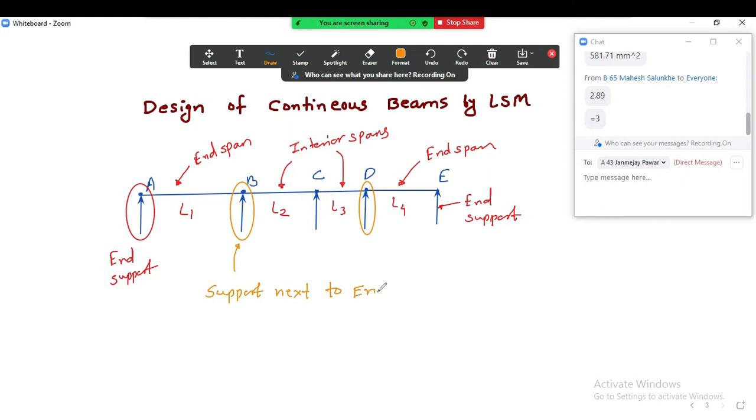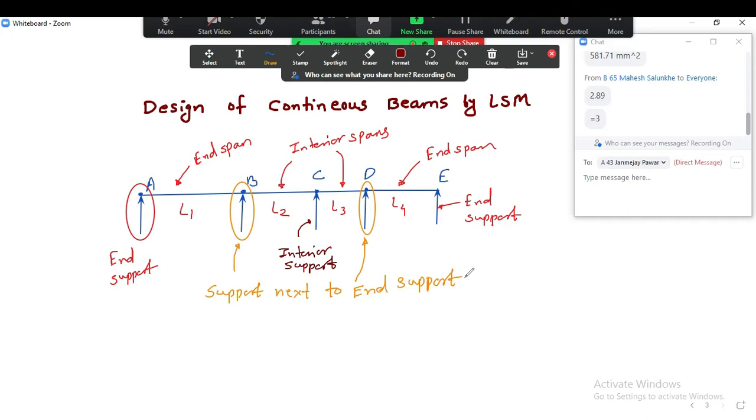This is called the support next to end support, these two. And finally, if you see this support at point C, this is called the interior support or intermediate support. I hope this is clear to you now.